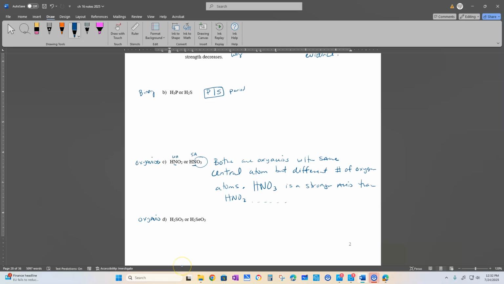In this case, you have a different central atom, but the same number of oxygens. So you're going to write this first sentence, but you're going to change it up. You're going to say the same number of oxygen atoms, but a different central atom. Who's going to win?